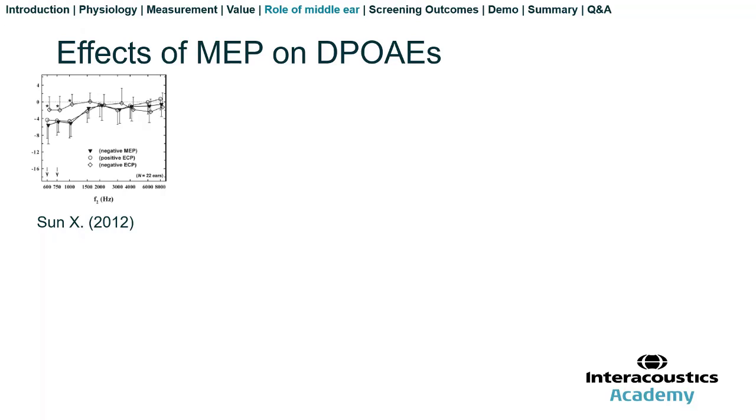But to start, Sun in 2012 investigated the distortion product emission level in normal ears with voluntarily produced negative middle ear pressure and with equivalent positive and negative pressure induced into the ear canal. They investigated 27 normal ears across 16 subjects. And the data is presented in a graph such as this.